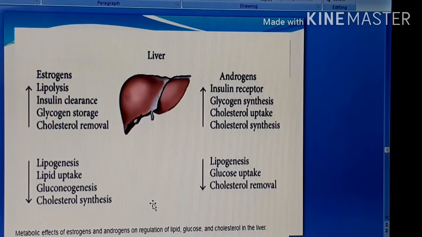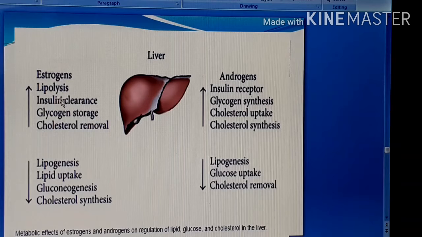And then we have certain metabolic effects of the estrogens and androgens on the regulation of lipids, glucose, and cholesterol in the liver. These are the effects of estrogen in the liver, and these are the effects of androgen, which are certain metabolic reactions done in the liver. So what the estrogen does, this shows the increase effect and this shows the decrease effect.